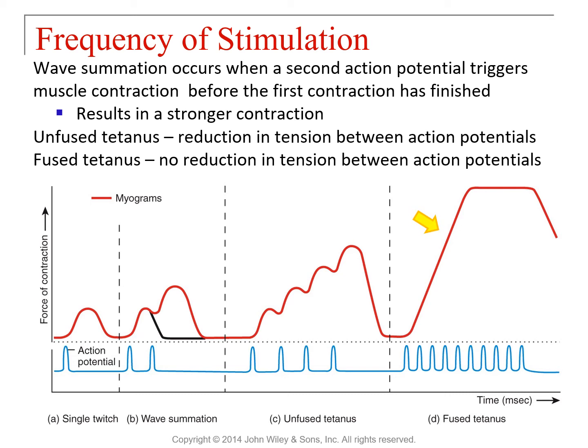Finally, we have what's called fused tetanus. This is sometimes called fused tetany. What's happening here is that the action potentials are coming in so rapidly that the motor unit reaches its peak, its absolute maximum contraction, without any sort of relaxation period at all. Basically the muscle has shot from being relaxed all the way up to complete maximum contraction because there are a lot of action potentials coming in and causing this peak contraction.